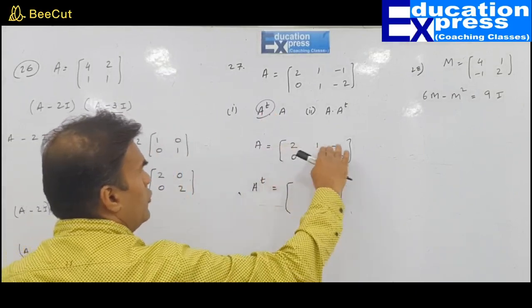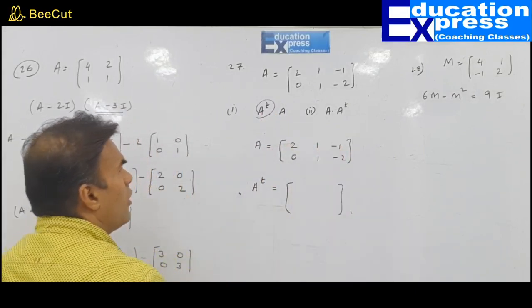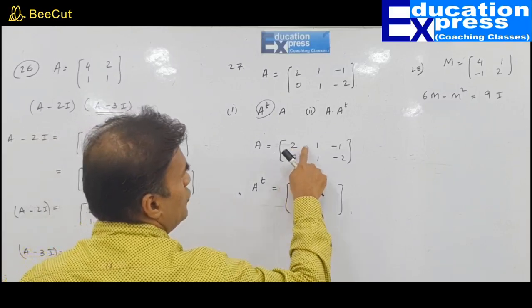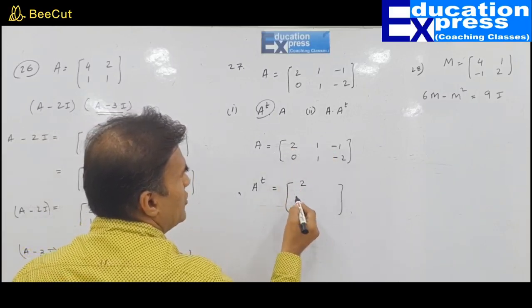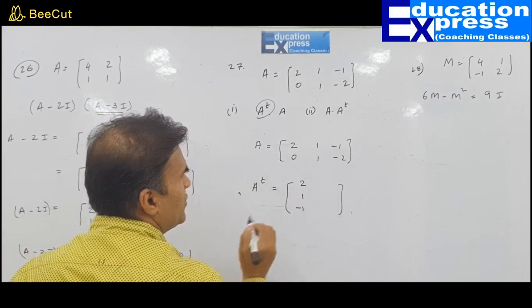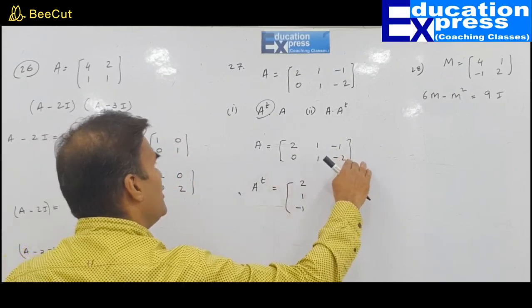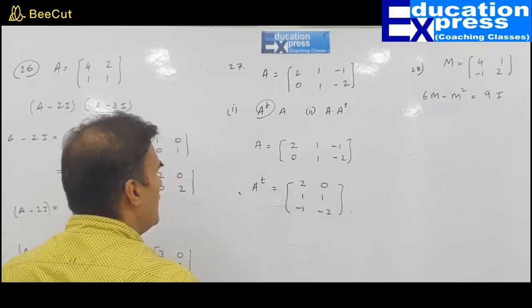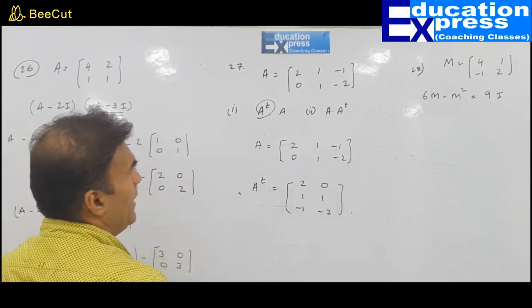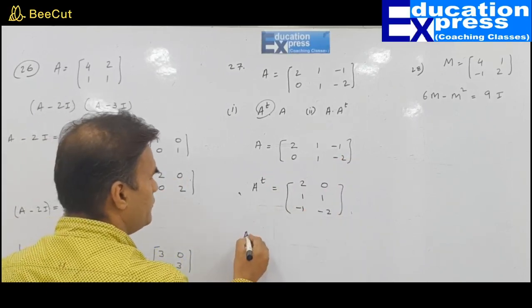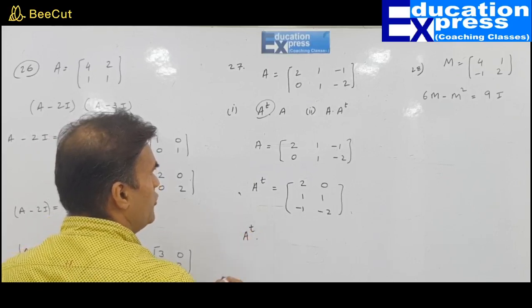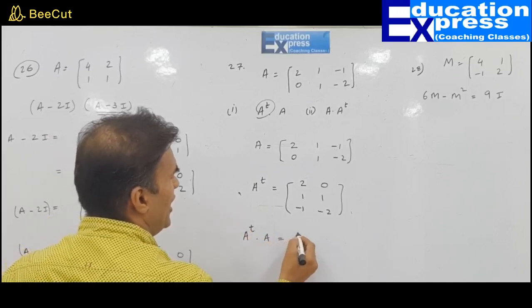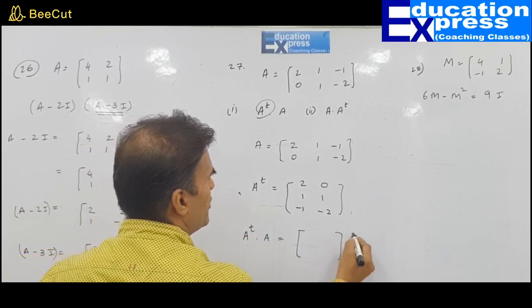Sir, the rows should be interchanged with columns. So the row 2, 1, minus 1 becomes the column 2, 1, minus 1. The second row is 0, 1, minus 2, so that becomes the column 0, 1, minus 2. Now apply the rules of multiplication. I want transpose of A into A. Check if it is possible or not possible.